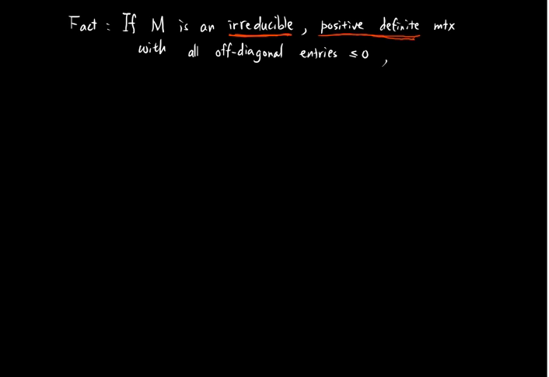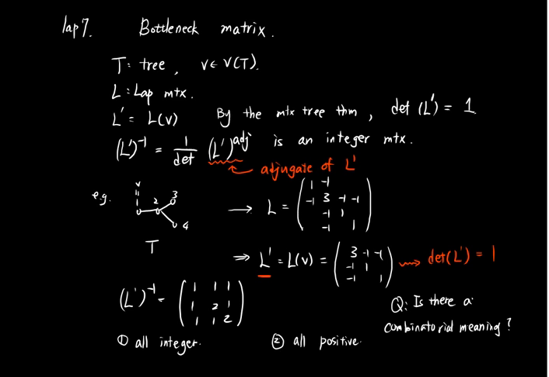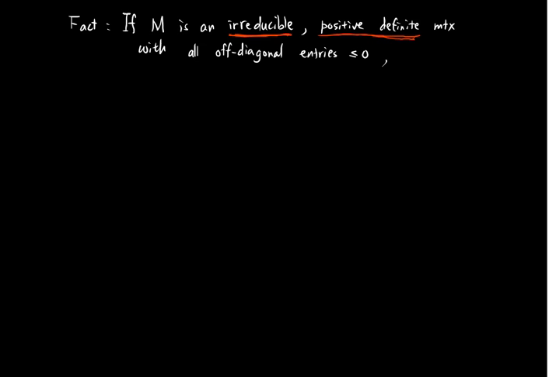This is not so easy to see at the beginning, but if you really calculate this one, it is positive definite. But anyway, let's focus on the linear algebra first. So suppose M is a symmetric matrix, and it's irreducible, and it is positive definite, and all off-diagonal entries are 0 or negative. Off-diagonal means not on the diagonal. Okay, what can we say about that?